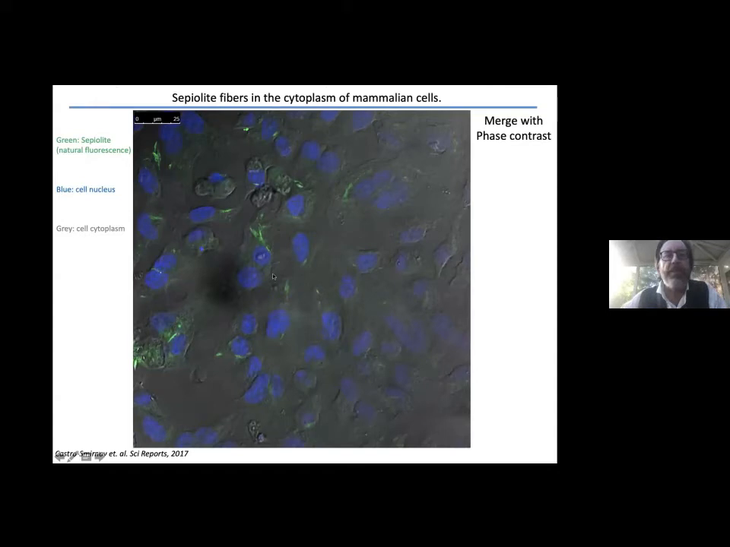Here is another picture where in gray you can see the cells. In blue we stain the nucleus with DAPI, and in green you have the natural fluorescence of sepiolite. You can see that sepiolite is mainly in the cytoplasm and never in the nucleus, which is interesting because in the nucleus it could affect and alter the genetic material.